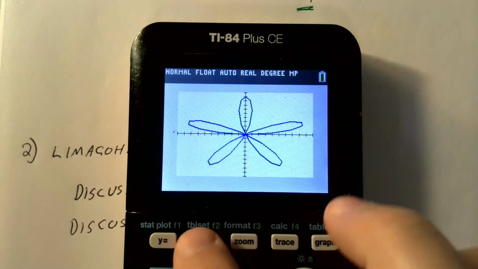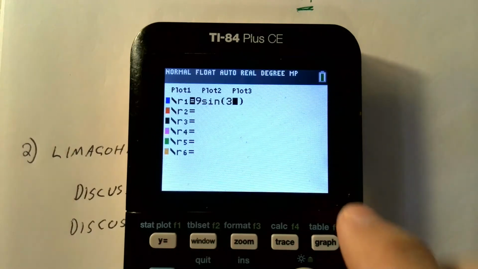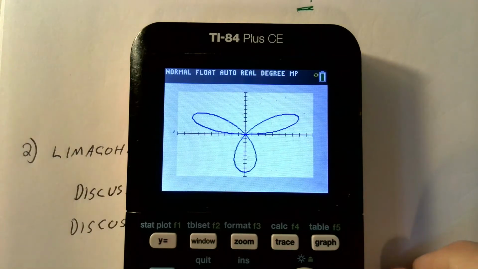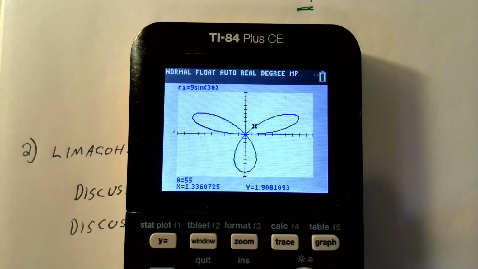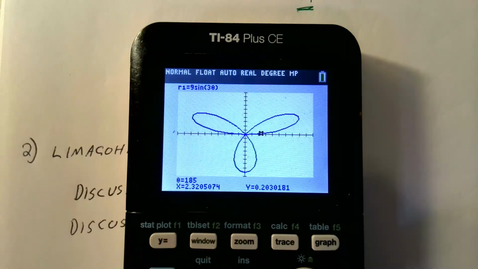So watch this. Let's go back to 3 and just do 3 theta. And I want you to hit trace. And what we're going to do now is we're going to move it here, and you're going to see as we go around that after I complete one full cycle right here and stop when you get back to the origin, you can look right here in this bottom left hand corner, and it says that I've only gone 180 degrees. Wait, well, I know I graphed it through 360, so what's going on?